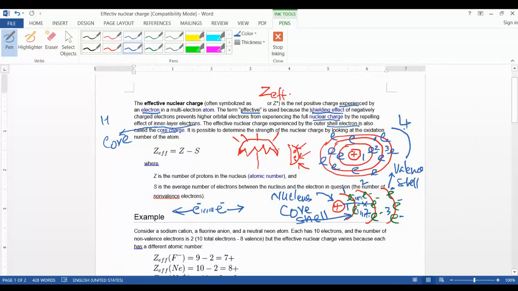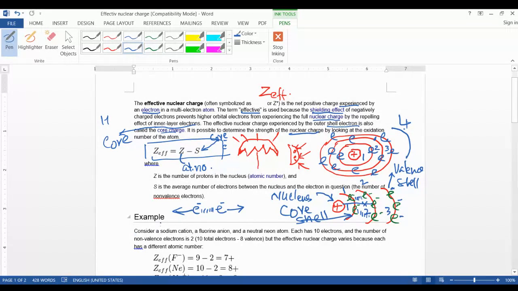It is possible to determine the strength of the nuclear charge by looking at the oxidation number of the atom. Anyway, for a simple calculation of nuclear charge, you have to use this formula: Z effective nuclear charge equals atomic number minus the shielding effect, because this is core electron. Core shell or core electron.